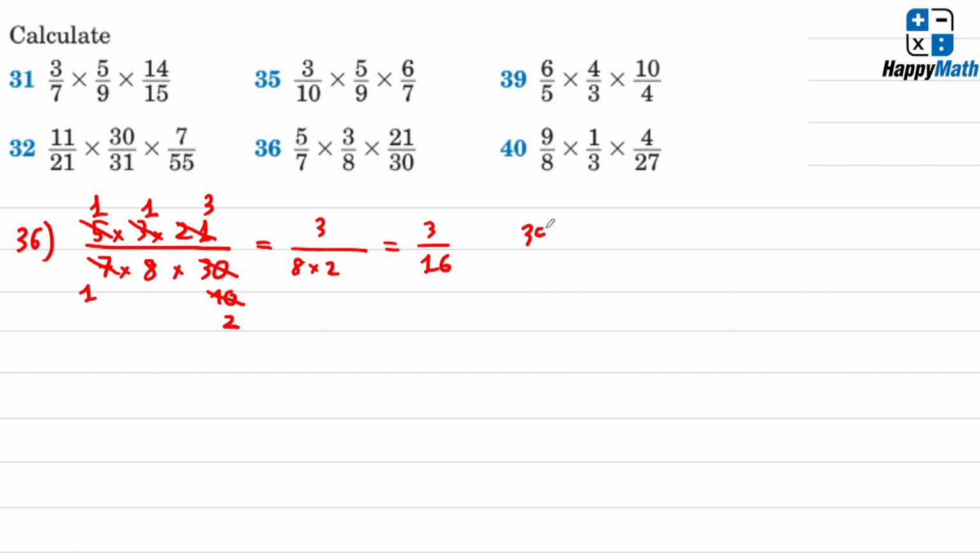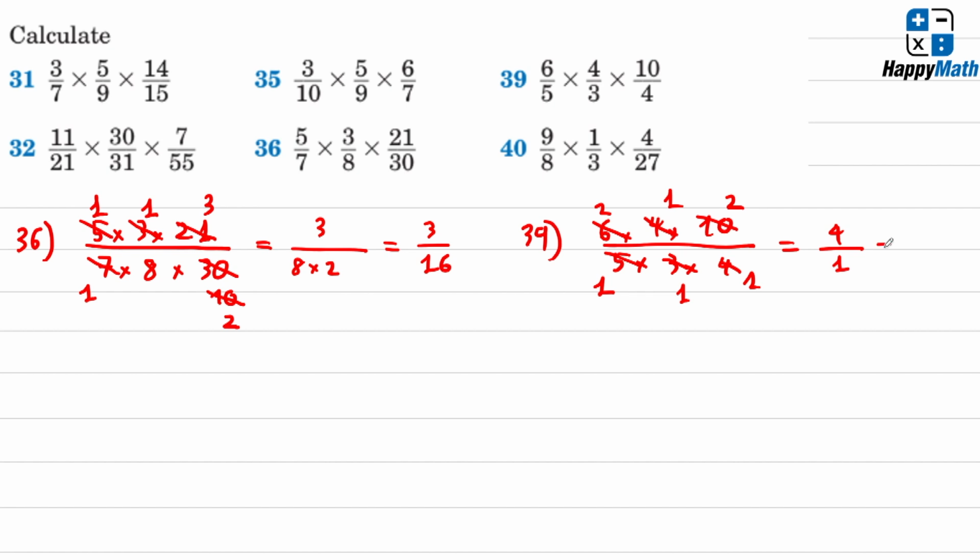Okay, 39, 6 times 4 times 10 over 5 times 3 times 4. 5 and 10 you got 2 and 1. 6 and 3 you got 1 and 2. 4 and 4 you got 1 and 1. So 2 times 2 you got 4. 1 times 1 you got 1. So the final for this question is 4.